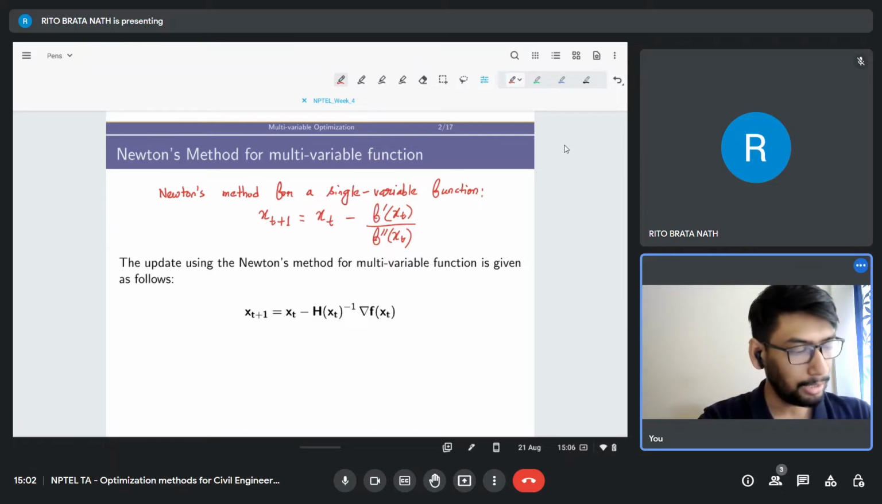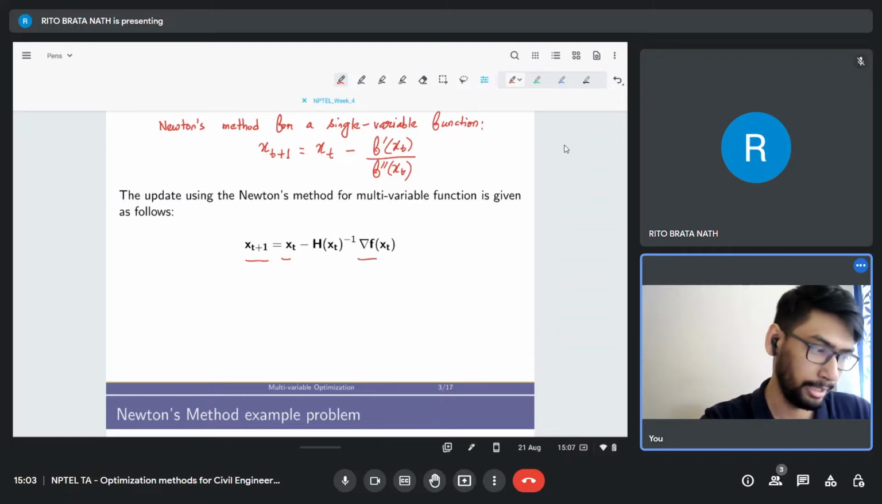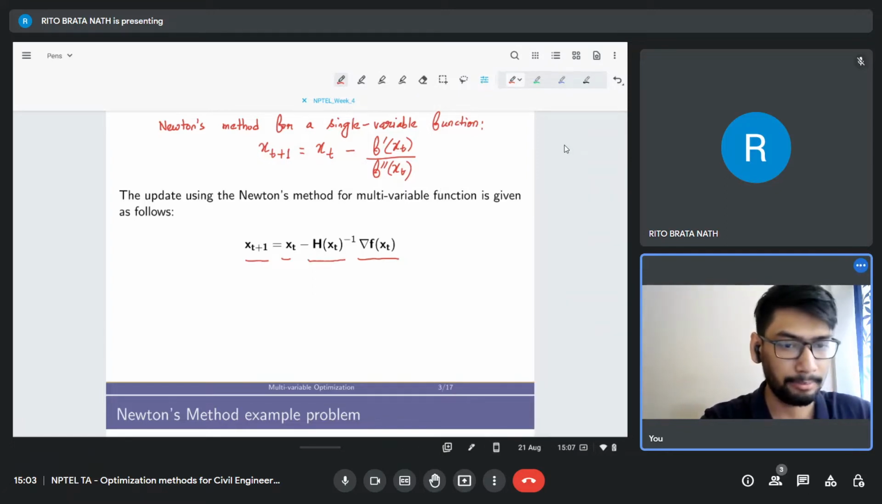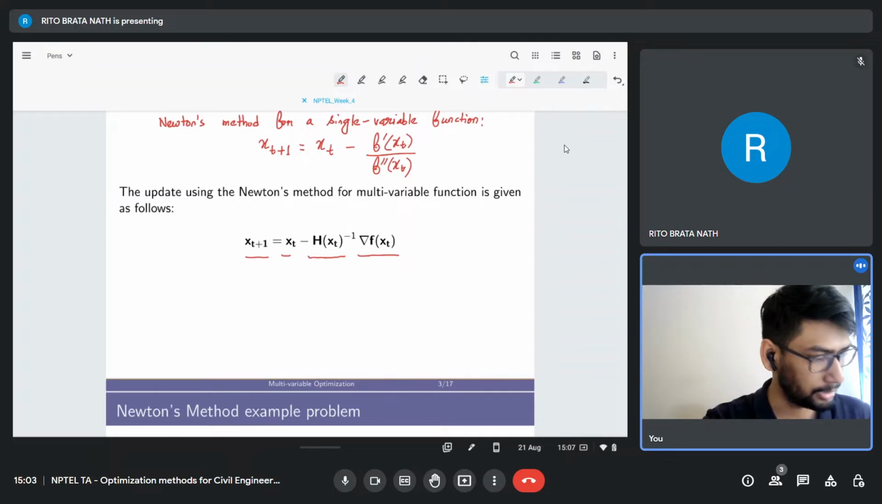But right now, what we have is not a single xt, you need to keep that in mind. What we have is a vector here, so that's why I've written it in bold. Similar to the f prime xt term, I have the gradient here. And similar to the second derivative of the single variable function, I have the Hessian matrix here and I have to take the inverse of it. So that's why I have written the expression like this, and then I have a minus sign before it, and you can also have some step size.